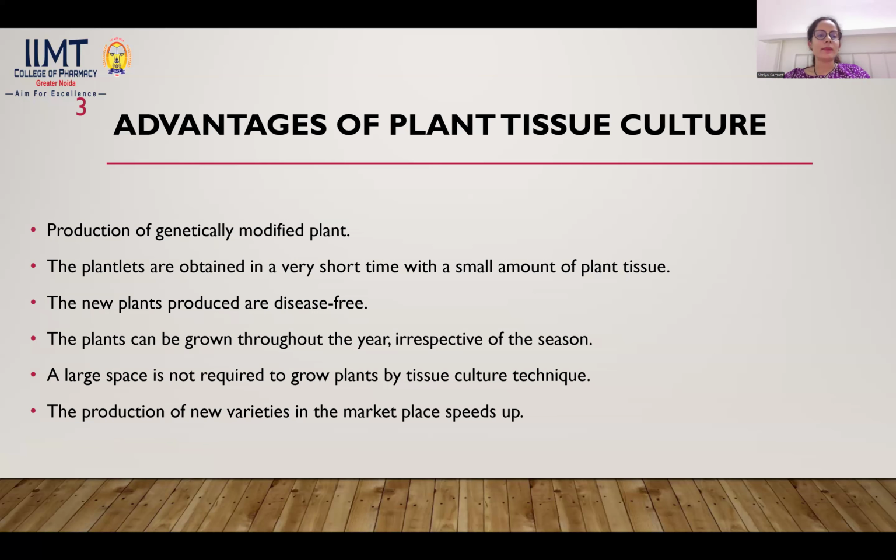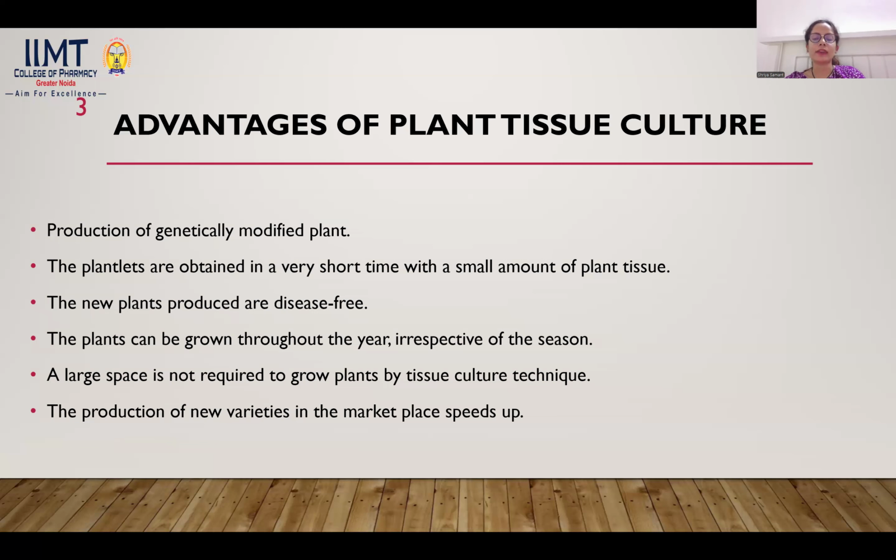The next advantage is that plantlets are obtained in a very short time with a small amount of plant tissue. The new plants produced are disease free. The plant can be grown throughout the year, irrespective of the season. A large space is not required to grow the plants by plant tissue culture. The production of new varieties in the marketplace speeds up. This technique is used for the production of ornamental plants such as dahlia, chrysanthemum, orchids, etc. Production of exact copies of plants, and last is crop improvement.